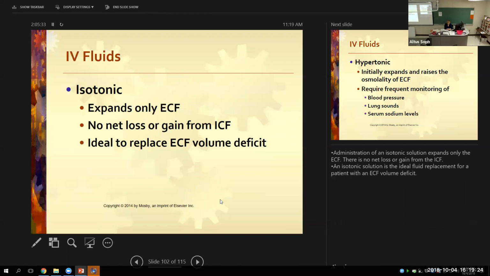Isotonic expands only the extracellular fluid. There's no net loss or gain from the ICF. It's an ideal way to replace extracellular volume deficit. So we had maybe some blood loss, but not a whole lot. We can give just the normal saline.